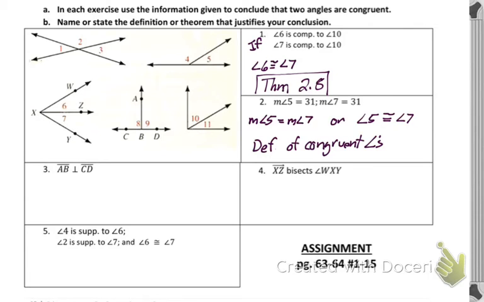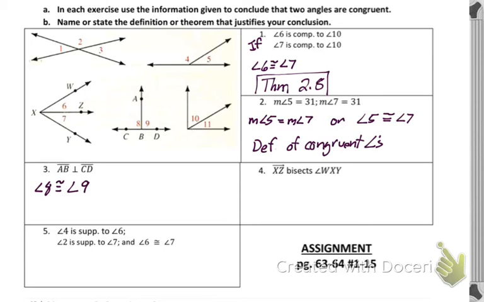Alright, the next one says that AB is perpendicular to CD. Yeah, Sabrina. Definition of perpendicular? Close. Close. Well, first we have to list our two angles. So if AB is perpendicular to CD, that must mean that angle 8 is congruent to angle 9. And there is in fact a theorem that specifically talks about perpendicular angles creating two congruent angles. Yeah? Is it theorem 2.4? It is theorem 2.4.